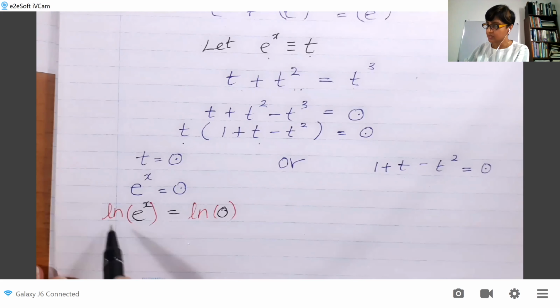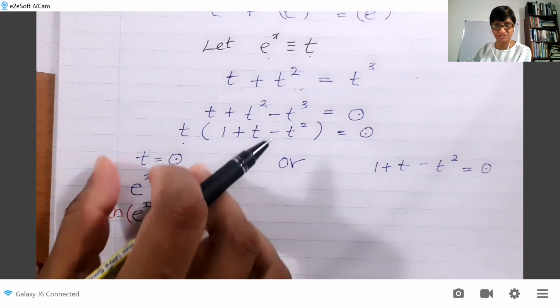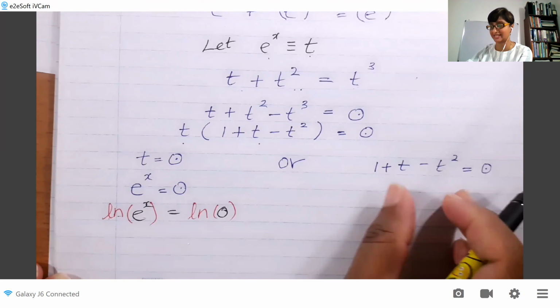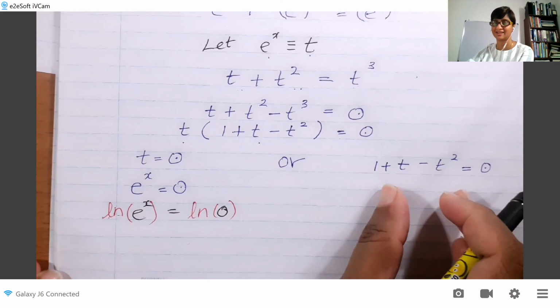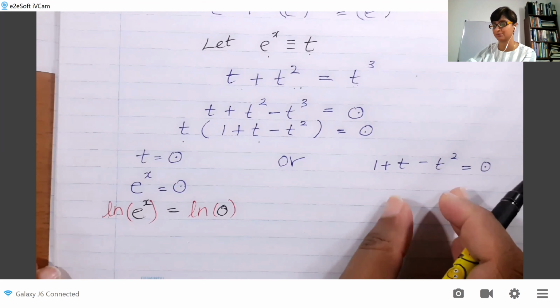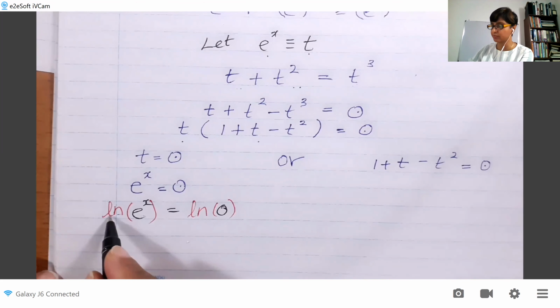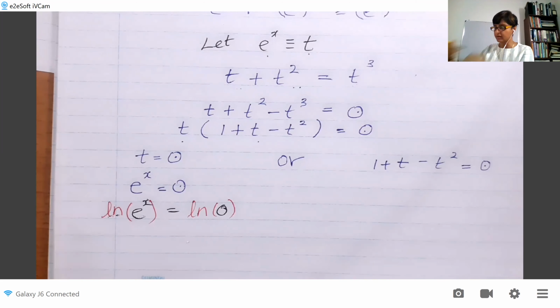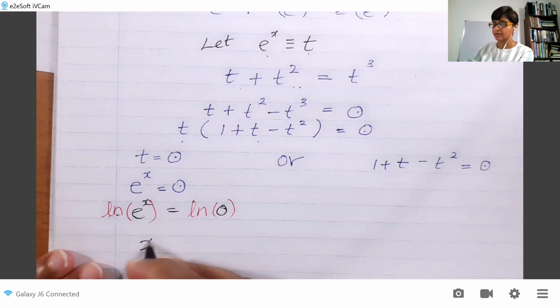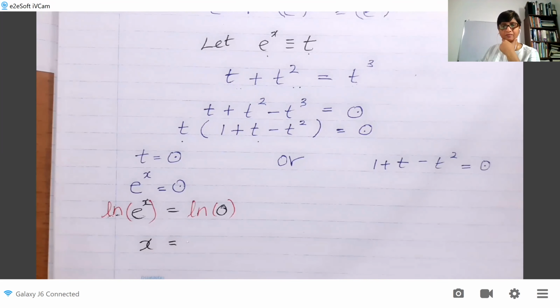So I'm still dealing with one equation. I have another equation to be dealt with later here. That is a quadratic, and surely you can deal with that too. What do I get here? Ln and then e to a power, so these two undo each other, and I get just x here. And what is ln 0? Now you have to be able to quickly say about ln 0.